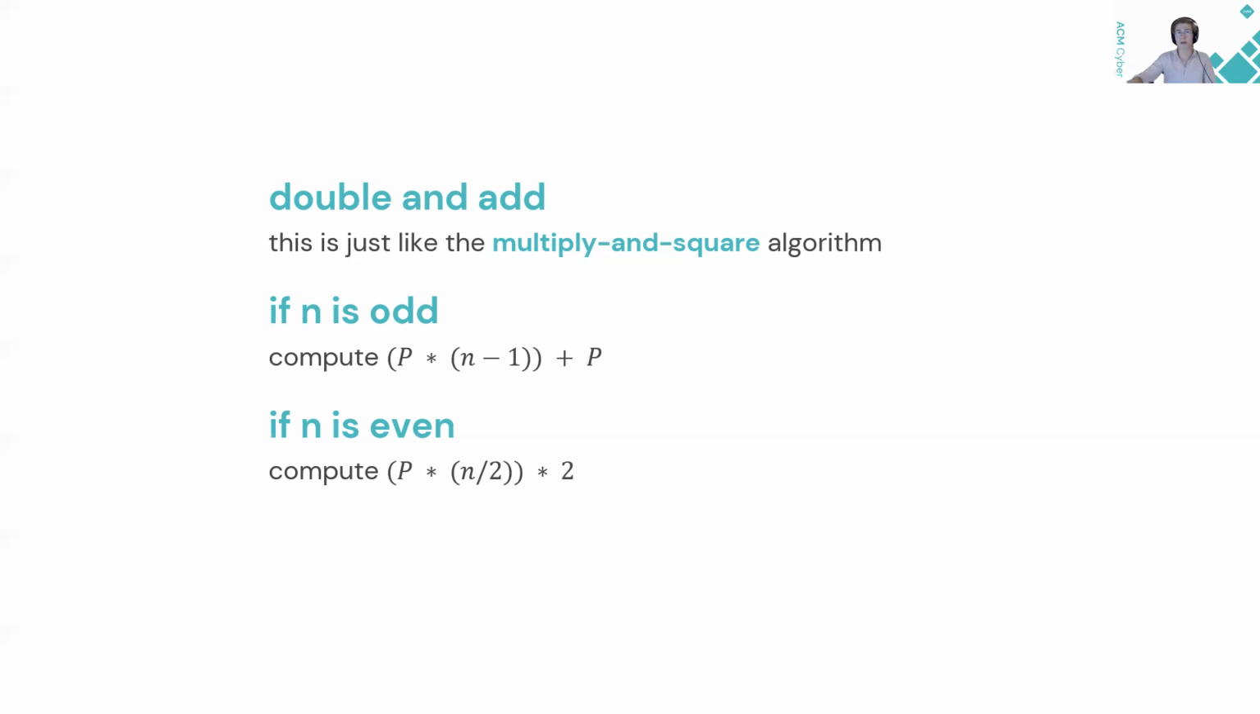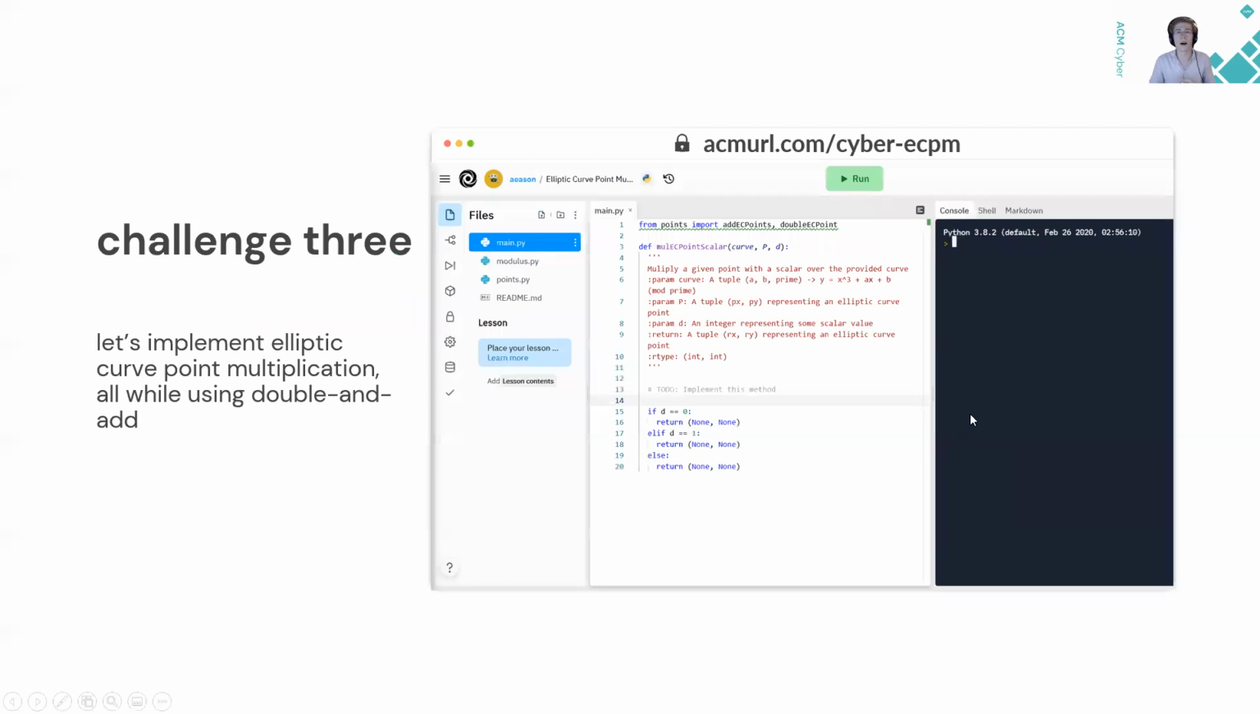It's the same runtime as the multiply and square algorithm. It is in fact O of log n. I wish it was constant time. That'd be awesome if it was constant time, but we're basically halving the number over and over again. O of 0, that would be very impressive. Okay.